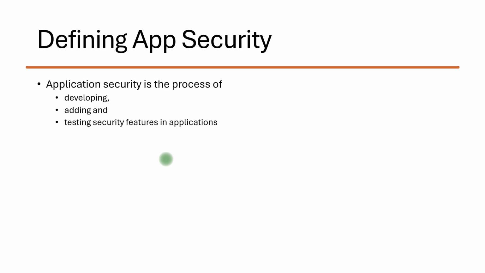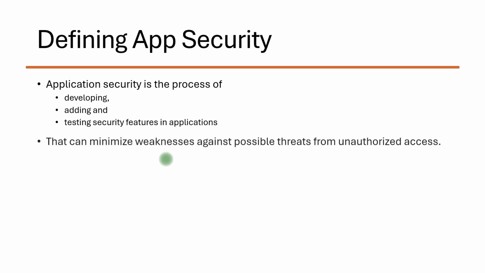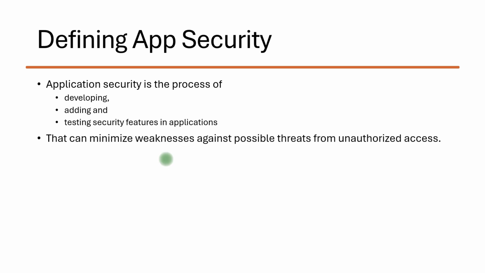Application security is the process of developing, adding and testing security features in an application, and this is done so that we can minimize the weaknesses against possible threats from unauthorized access. It's very important to understand that it is saying minimizing the weaknesses. We cannot be 100% sure that we can avoid unauthorized access, but we always try to minimize the attack surface that is there.